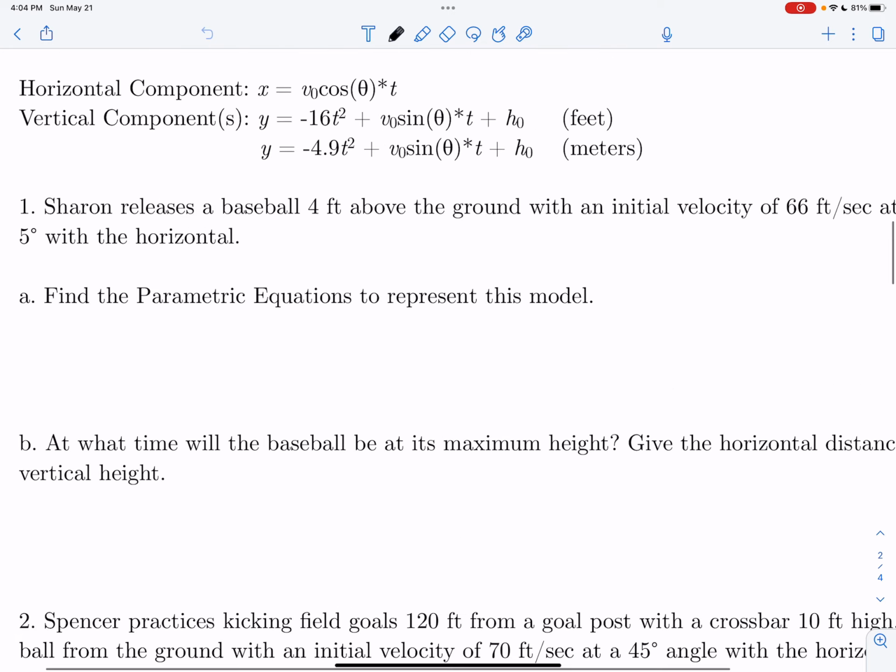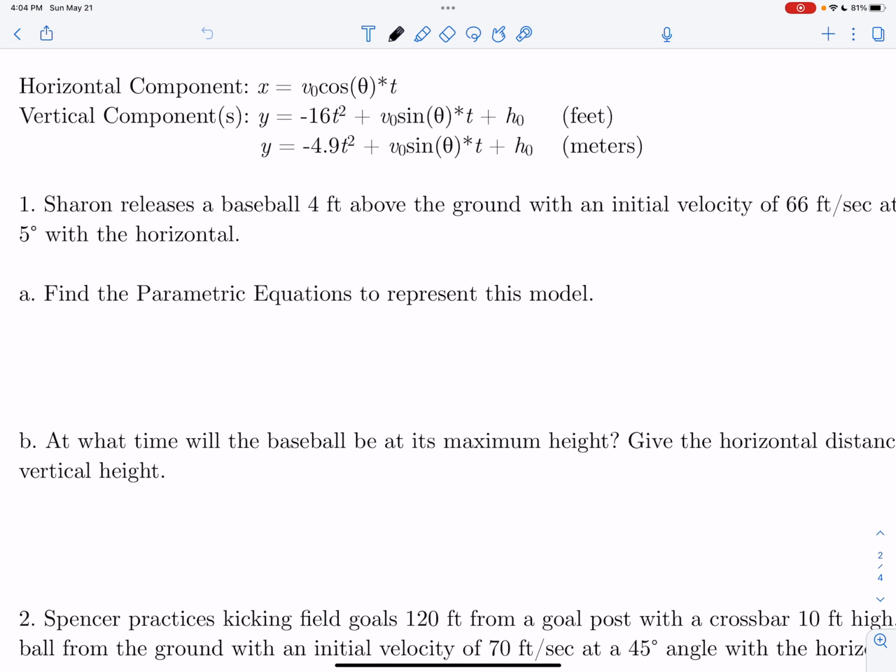Just a couple of reminders: the horizontal component is v sub 0 cosine of theta times t. So we have velocity, cosine, which represents the x component, and then t representing time. You have two equations depending on if your problem is in terms of feet or in meters.